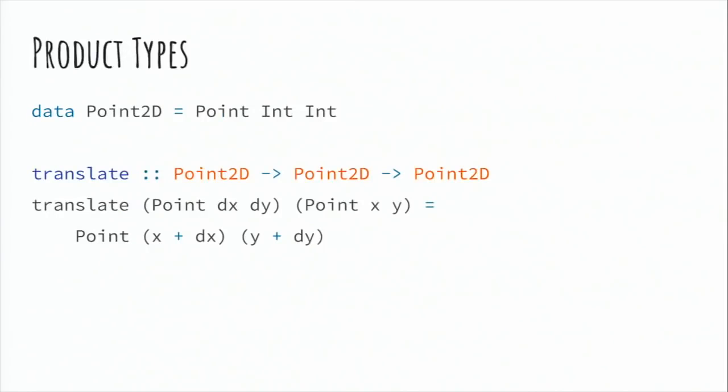An example of a product type would be a 2-dimensional point. So it's called a product because if integer would have 1,000 values and you take 2 integers and turn them into 1 value, then a point can have 1,000,000, 1,000 times 1,000 different values. So that's why the name product type is quite fitting, and you could write a function, for example, that translates a point using a distance, which you also write as a point.